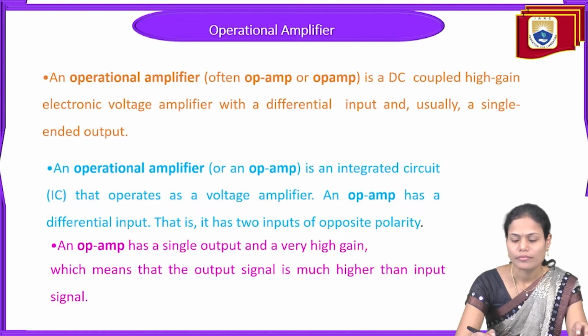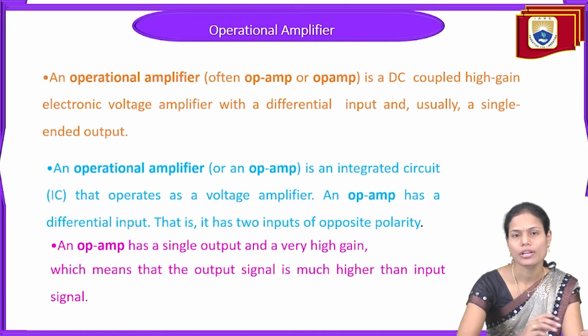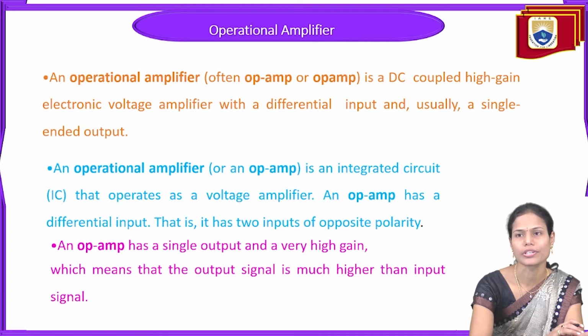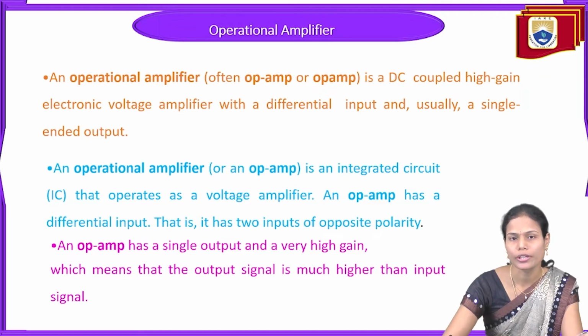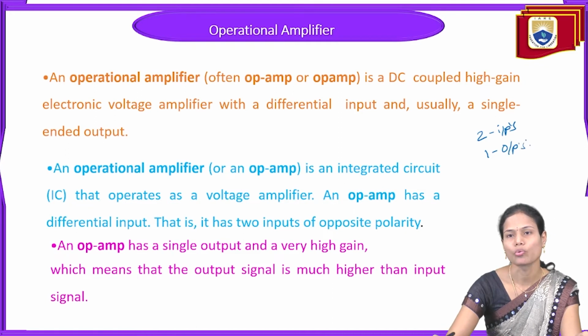The operational amplifier is a DC coupled high gain electronic voltage amplifier. Why do we call it a high gain electronic voltage amplifier? Because it can provide a very high voltage gain. That is the main advantage of the operational amplifier, and that's why we move to it. It has two inputs, which we take as differential inputs, and it has a single output. Overall, it takes two inputs and provides a single output.